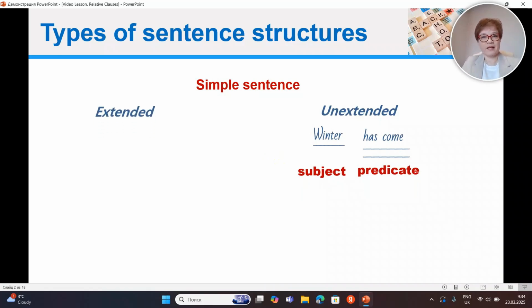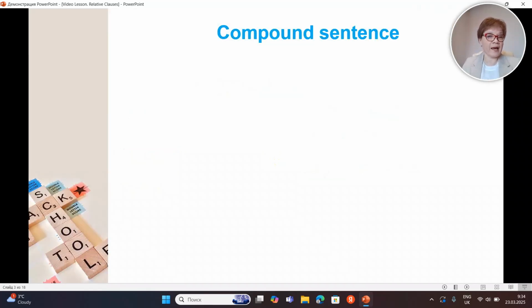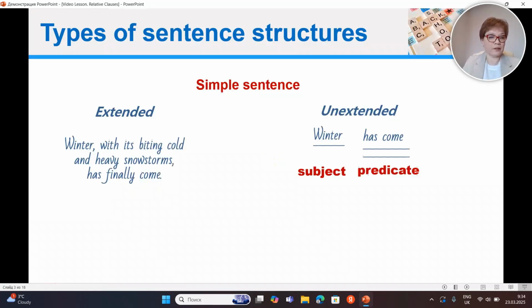What about extended sentences? Winter, with its biting cold and heavy snowstorms, has finally come. What's different? We've added extra details with its biting cold and heavy snowstorms, but the sentence still has just one main clause. The key points here are both of these sentences are grammatically correct. The second one gives more context and detail, still just one independent sentence.